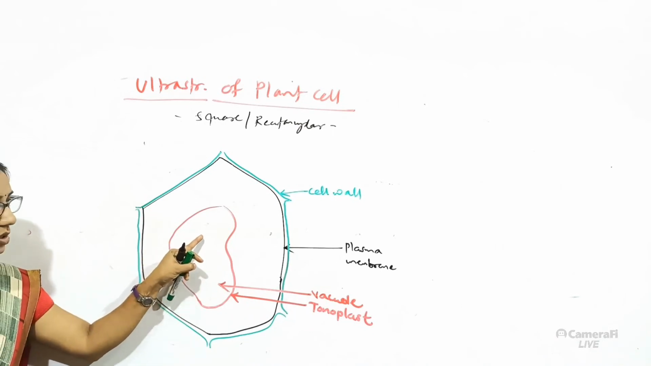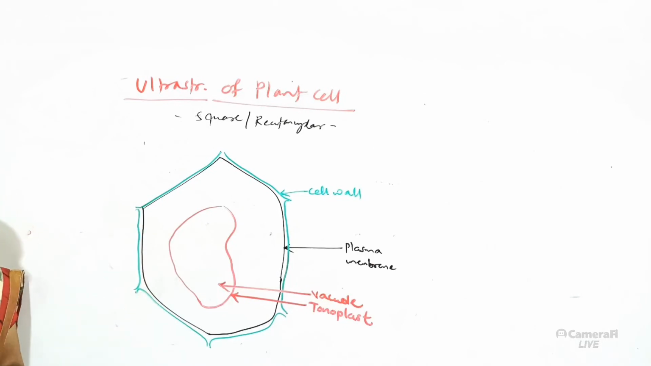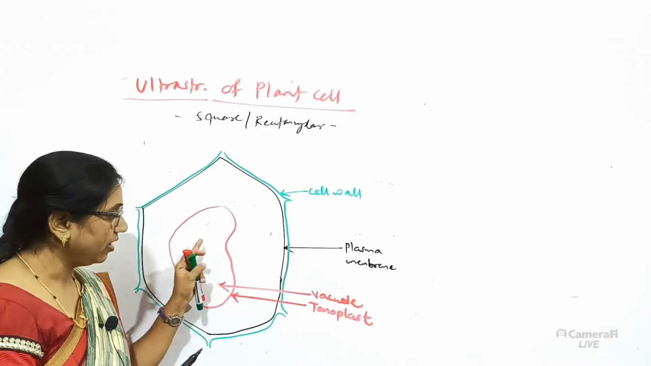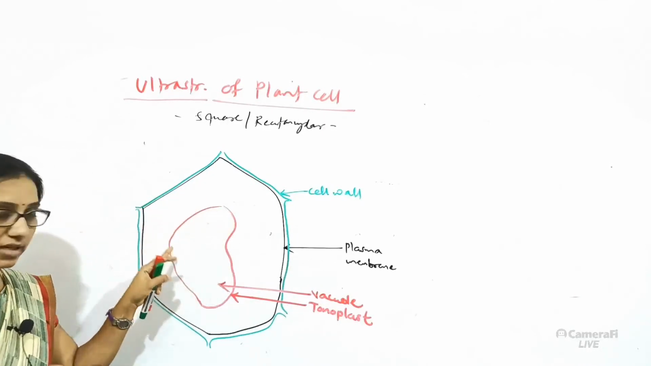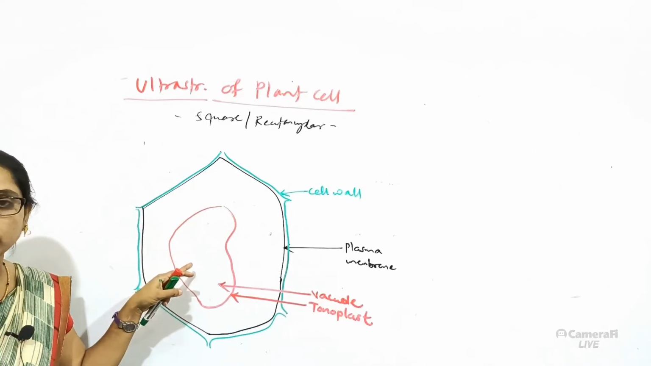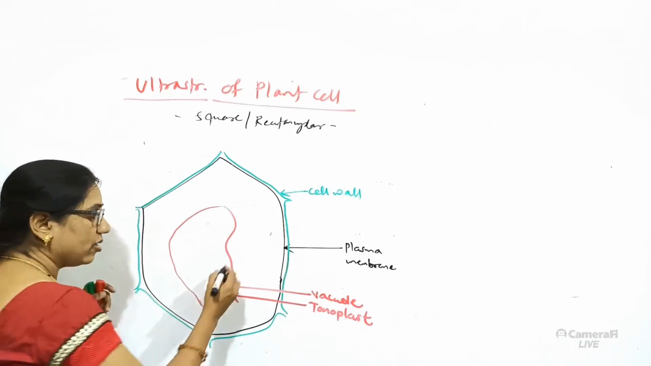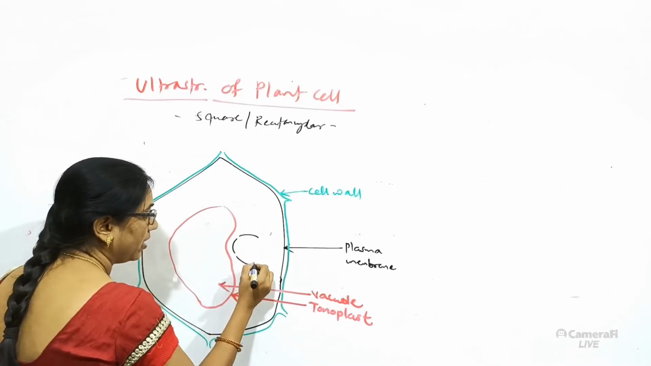Due to the presence of a large vacuole in the plant cell, the nucleus is situated towards the periphery. The nucleus is not in the center. The central part, 90% of the volume of the plant cell, is occupied by the vacuole, and because of that, the nucleus is situated towards the periphery.